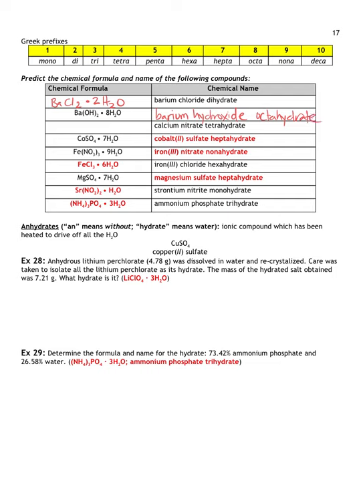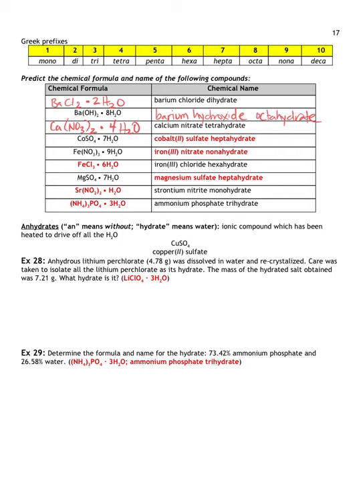The next one is calcium nitrate. Calcium has a 2+ charge, nitrate has a 1-, and nitrate's NO3. And so I need 2 of it. And then it's tetra. Tetra is 4, and water. Stop and pause and work through the rest and check your answers with my key right there.